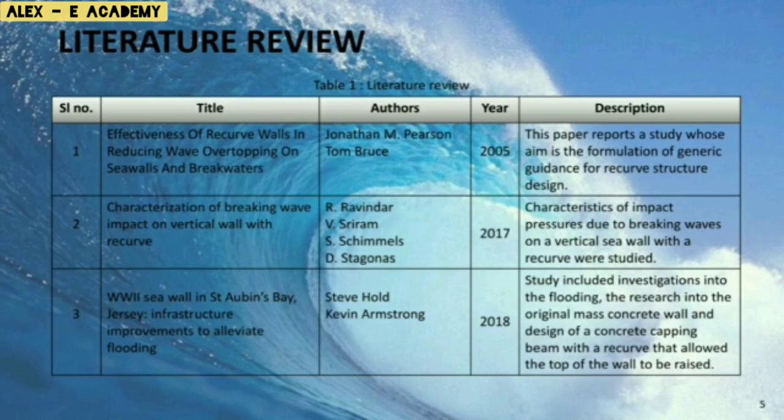Second one, characterization of breaking wave impact on vertical wall with recurve. This study reviewed the characteristics of impact pressures due to breaking waves on a vertical seawall with a recurve. Third one, World War II seawall in St. Aubyn's Bay, Jersey, infrastructure improvements to alleviate flooding. This study included the investigations into the flooding, the research into the original mass concrete wall, and design of a concrete capping beam with a recurve that allowed the top of the wall to be raised.